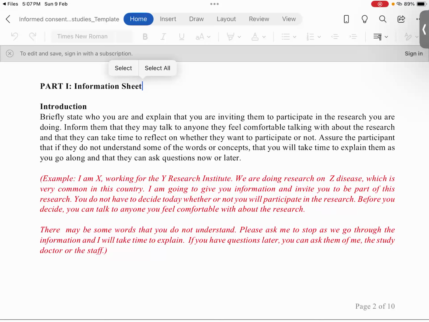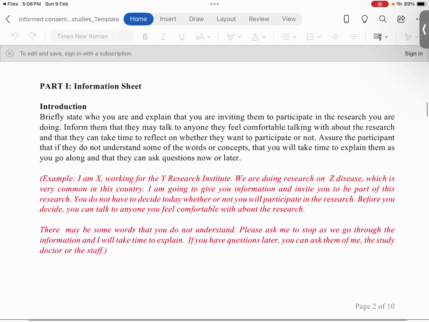I am going to give you the information and invite you. Look at the wording: invite you to take part in this research. You do not have to decide today whether or not you will participate in the research. Before you decide, you can talk to anyone you feel comfortable with. There may be some words that you do not understand. Please ask me or stop me as I go through. So this is how, especially focus on this red text, you write the introduction in the information sheet of an informed consent form.